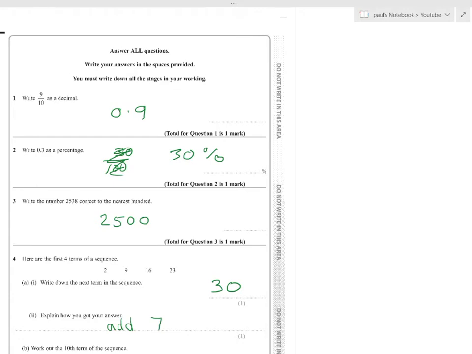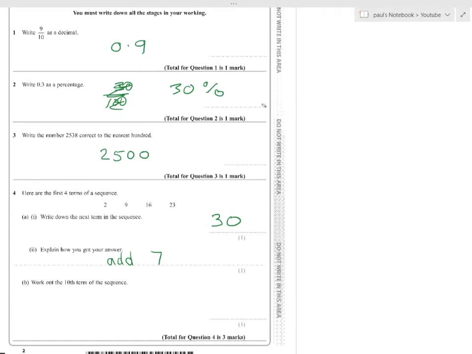Work out the 10th term. So the 5th term is 30, then 37, 44, 51, 58. So that's the 5th, 6th, 7th, 8th, 9th. Add another 7, 65. There, that one. I think that's okay.